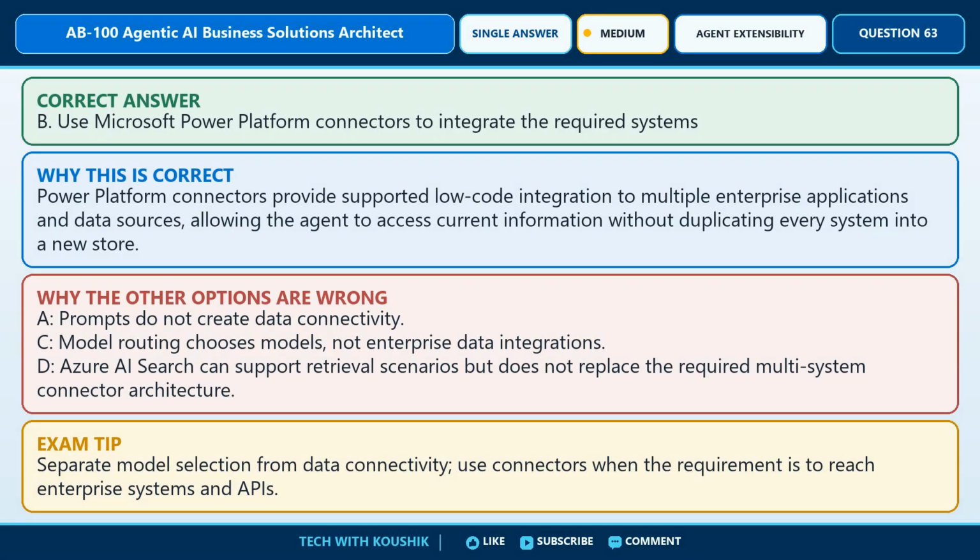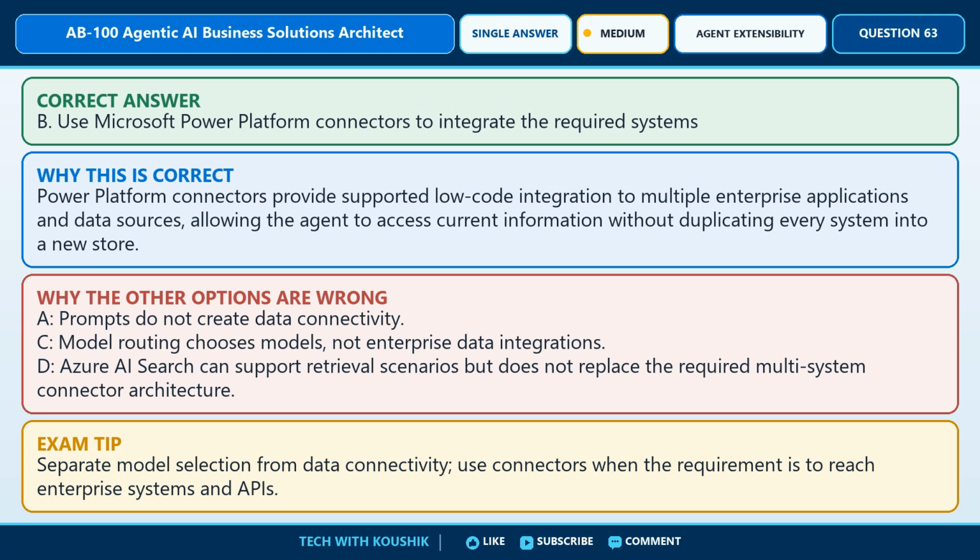The option that satisfies the complete requirement is option B. Use Microsoft Power Platform connectors to integrate the required systems. Here is the reasoning that confirms the answer. Power Platform connectors provide supported low-code integration to multiple enterprise applications and data sources, allowing the agent to access current information without duplicating every system into a new store.